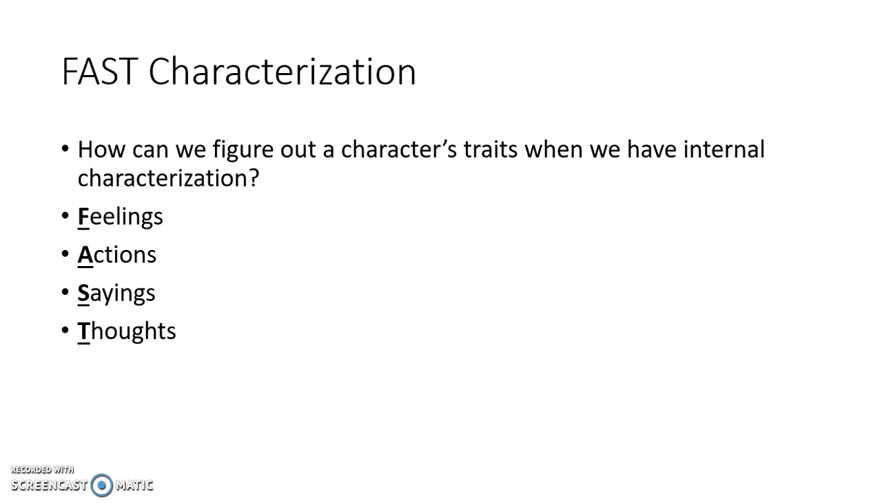When you read something and it doesn't give you the character traits, it gives you indirect characterization, we can use what the character feels, what the character does, what the character says, and what the character thinks to help us describe this person. We can also use how other people react to this character, what other people say about this character, how other people feel about this character to help us with characterization.